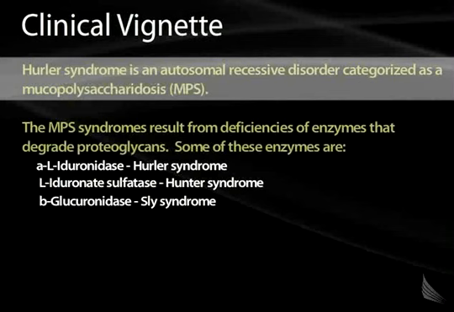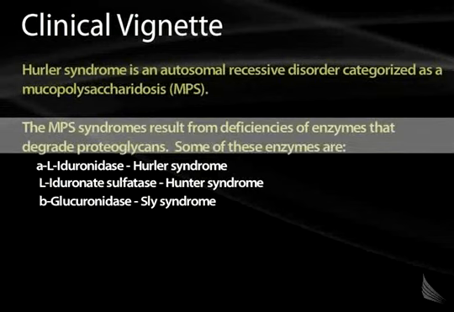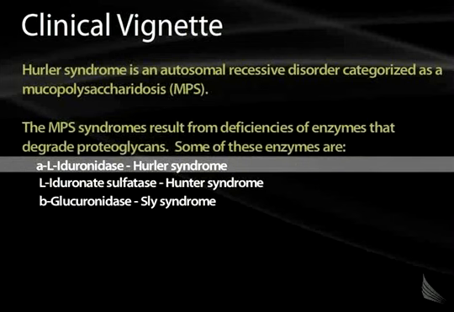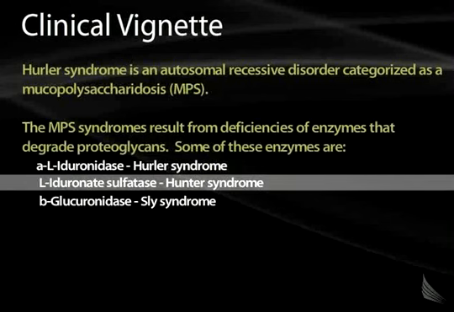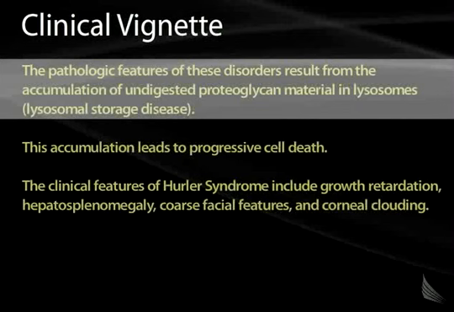Hurler syndrome is an autosomal recessive disease that is in the general category of mucopolysaccharidoses, or MPSs. The MPS syndromes result from deficiencies in these enzymes that are responsible for degrading proteoglycans. Some of these enzymes we described before, and they're associated with specific syndromes. For example, alpha-L iduronidase is associated with Hurler syndrome, iduronate sulfatase is associated with Hunter syndrome, and beta-glucuronidase is associated with Sly syndrome. The pathologic features of this disorder all result from the accumulation of undigested proteoglycan material in lysosomes. And so this falls in the general category then of lysosomal storage diseases.